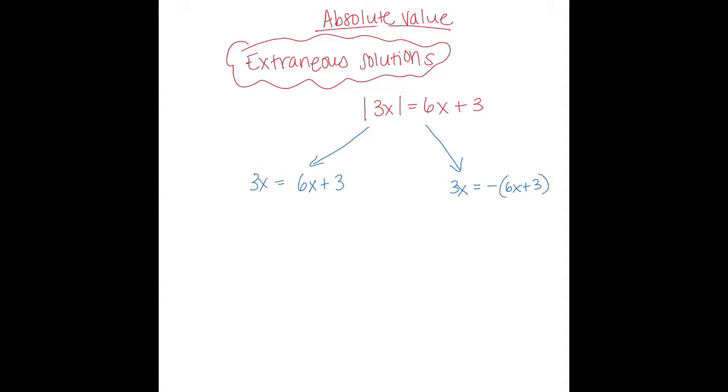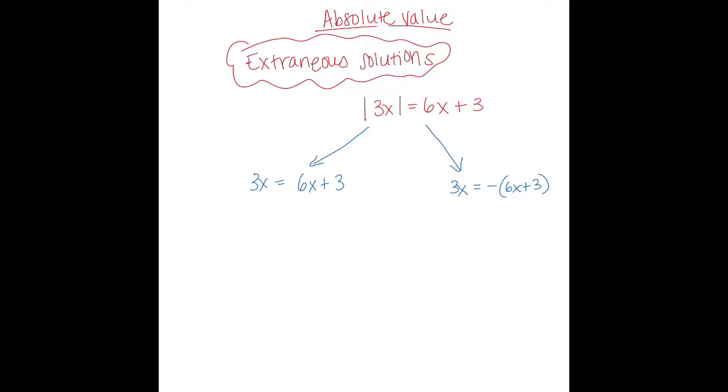A different way of writing this would be 3x equals 6x plus 3, which is the positive, and then negative 3x, so make the inside of the absolute value negative and say negative 3x is equal to 6x plus 3.